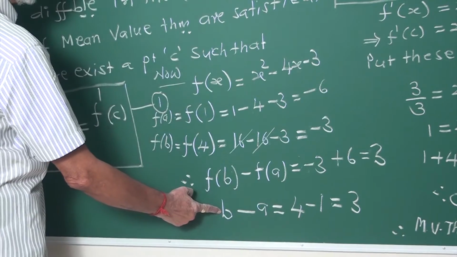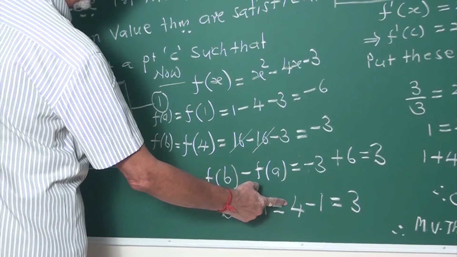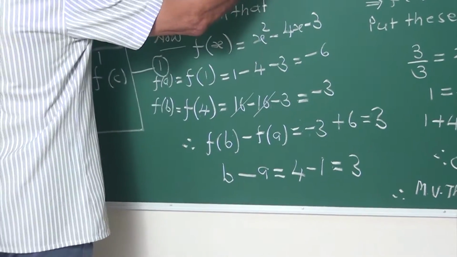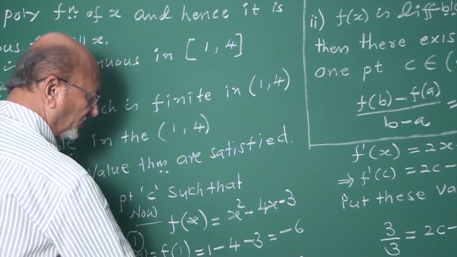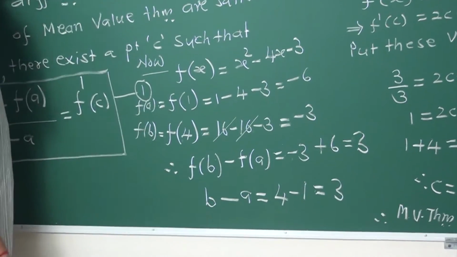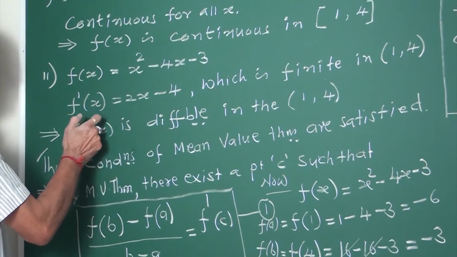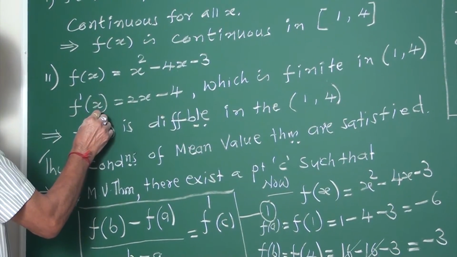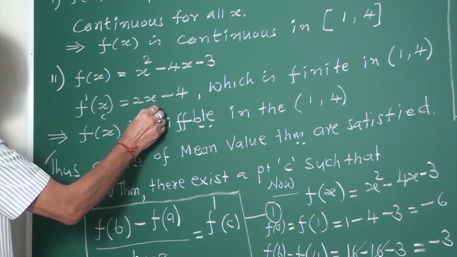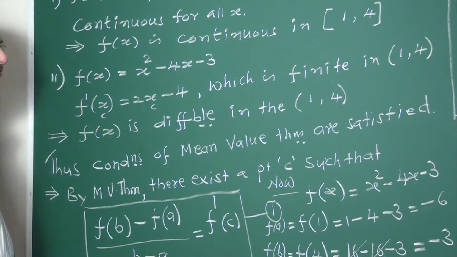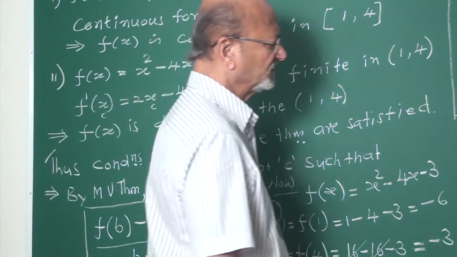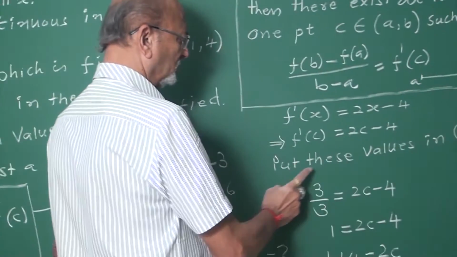Then you have to find b minus a. That is 4 minus 1, which is 3. Then what is f dash x? F dash x is 2x minus 4. What is f dash c? Replace x by c. It is 2c minus 4. So f dash c is 2c minus 4.